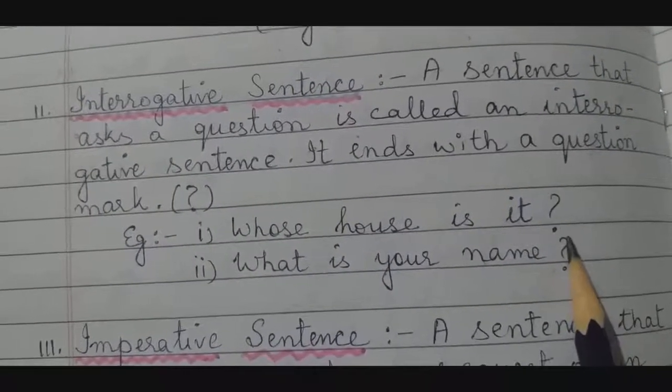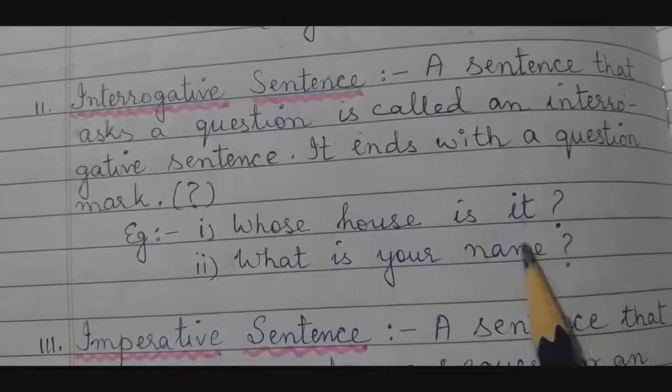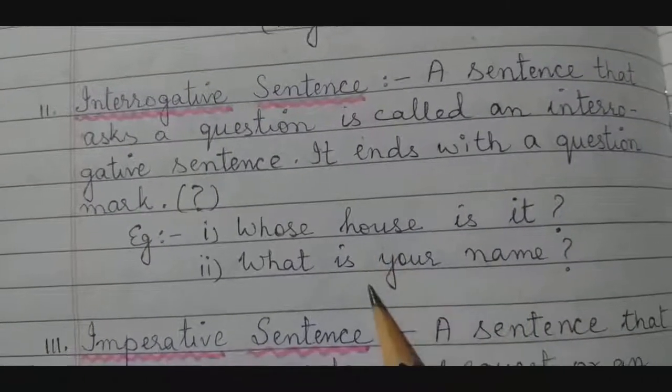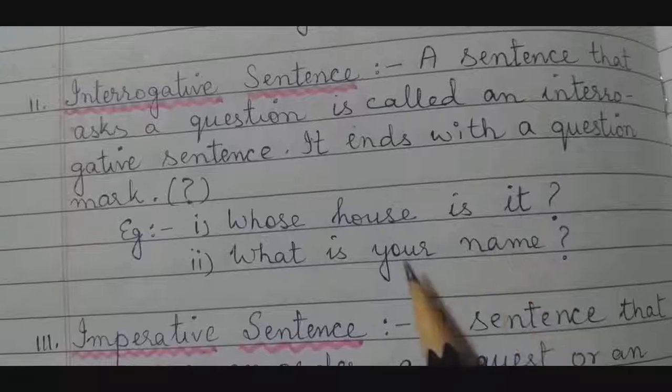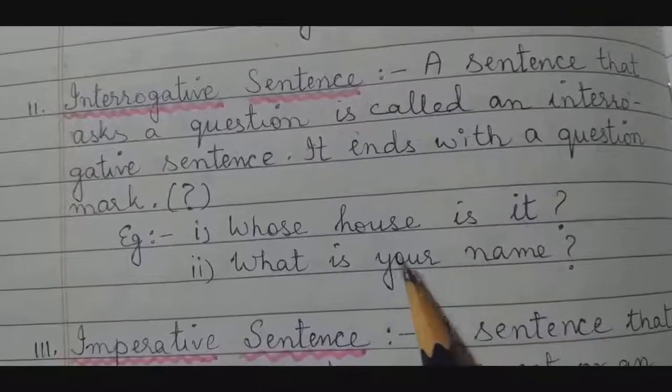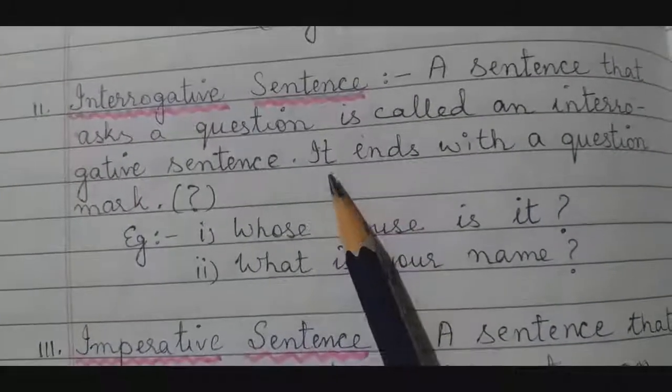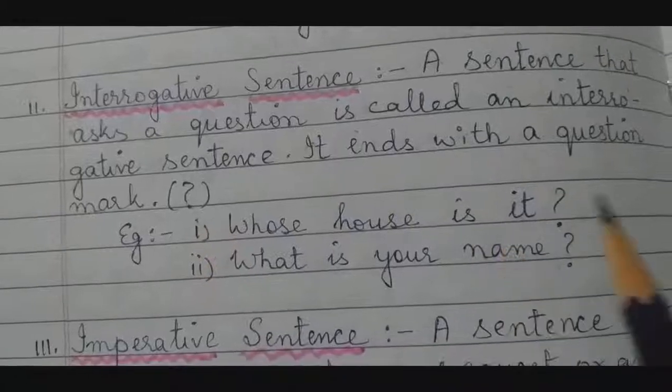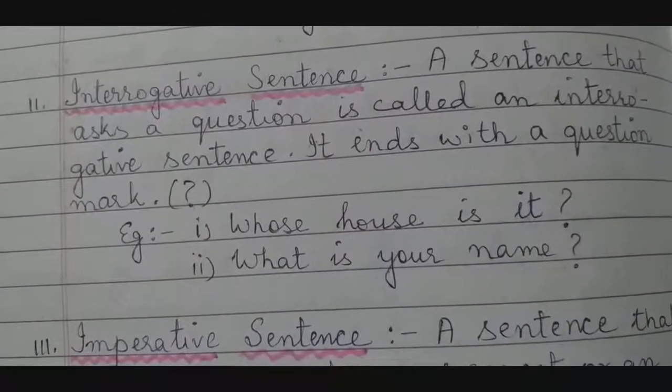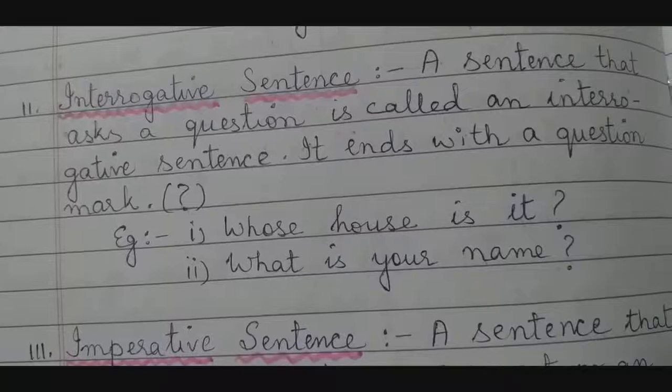Is it clear to all? Okay. So what is an interrogative sentence? An interrogative sentence is a sentence which asks a question, which ends in a question mark, and which has an answer after it. Clear?